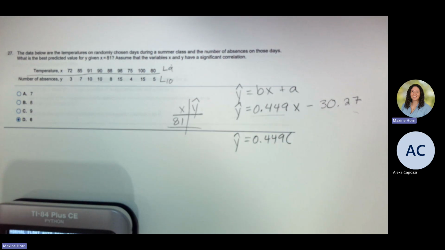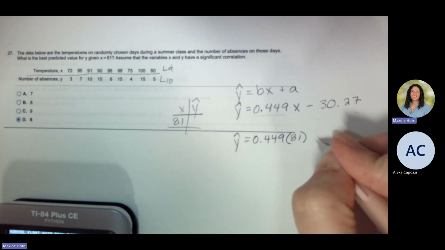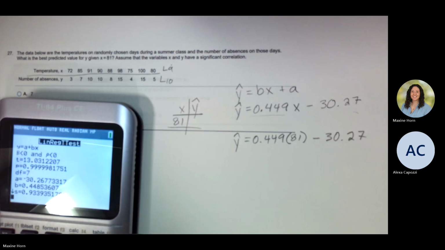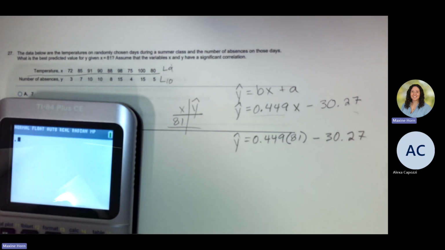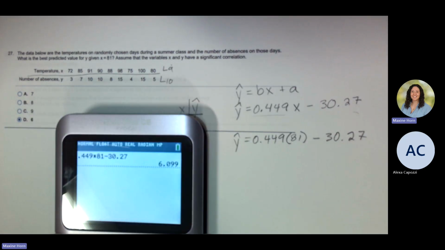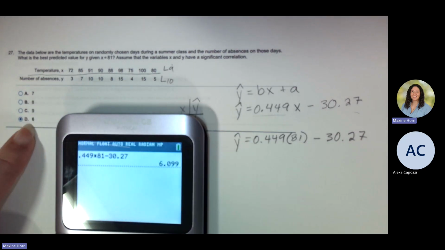0.449, and then instead of x, I'm going to write 81 minus 30.27. So I'm going to go 0.449 times 81 minus 30.27. And I get something really, really close to 6. So that's how they're getting 6. Okay.